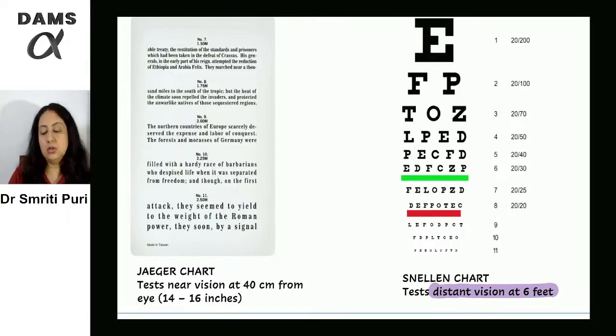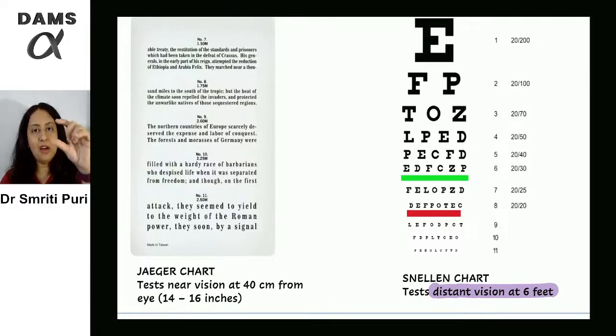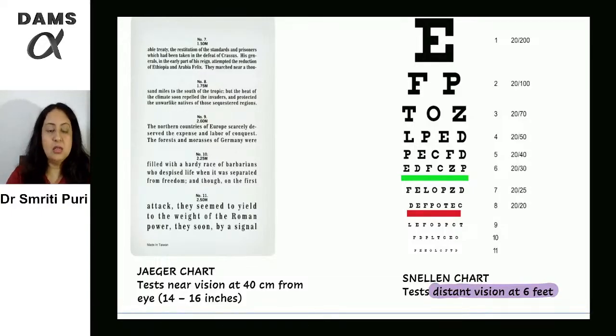Similarly, there is something known as a Jaeger's chart. Jaeger's chart is used to test near vision. In Jaeger's chart, you have paragraphs. You don't have alphabets, you have paragraphs whose font size is decreasing as you go below. Now this Jaeger's chart is usually used to test the near vision.